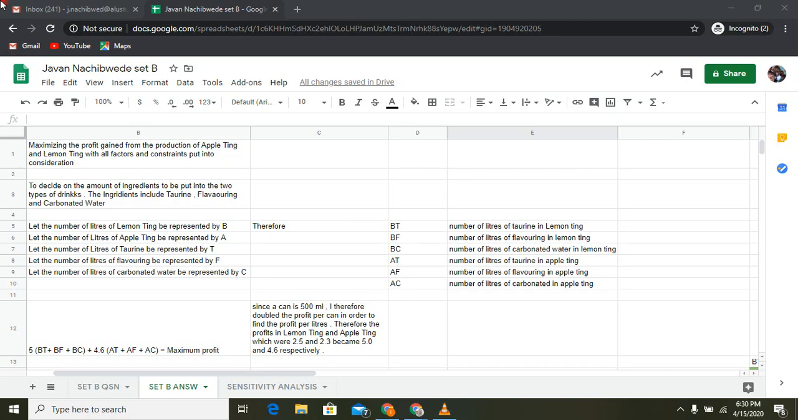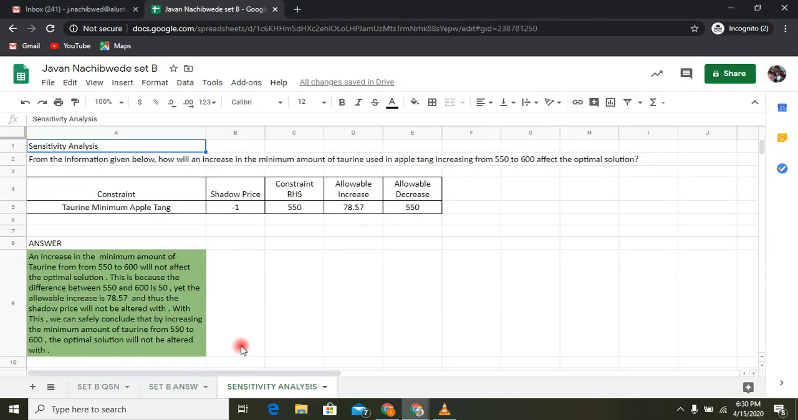So after I'm done with the first part, I'll go all the way to the sensitivity analysis, where we are told from the information given below, these ones here: how will an increase in the minimum amount of taurine used in apple ting from 550 liters to 600 liters affect the optimal solution? So there's an increase in taurine from 550 to 600, and how will this affect the optimal solution? What we put into consideration here, since it's increasing, we'll look at the allowable increase. From the information given, our allowable increase is 78.57, and just as a reminder, the allowable increase is the range within which the optimal solution won't be affected. So it can increase by 78.57 liters without the optimal solution being affected.